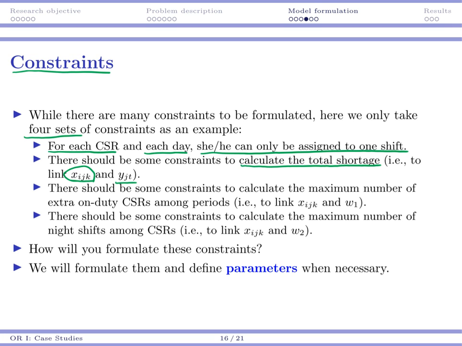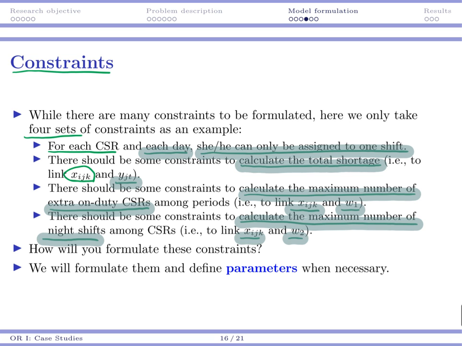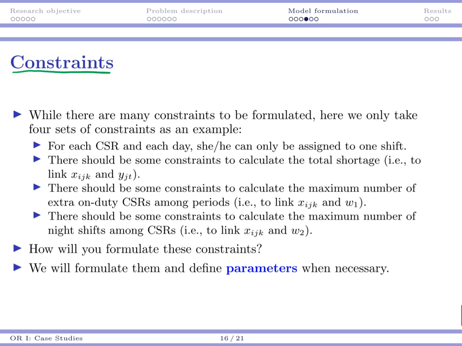There should be some constraints calculating the maximum number of extra on-duty CSRs. That means we should be able to calculate the measurements for fairness in dimension 1, to link Xijk to W1. Also, we should be able to calculate the maximum number of night shifts. That means to link Xijk to W2. If we define these indicators, we need to be able to calculate them according to the schedule. Okay, that's the key for defining our objective functions.